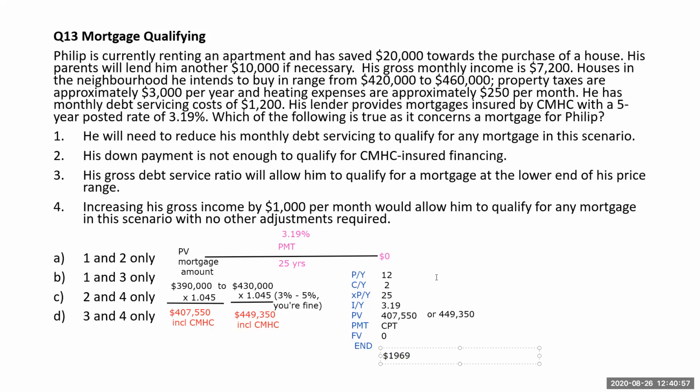Okay, good stuff, Shauna, thanks. And then I don't have to get cute here to do the other. I just have to redo my present value. So I'm going to do 449,350. Just overwrite my present value, recompute my payment. And I get $2,171.